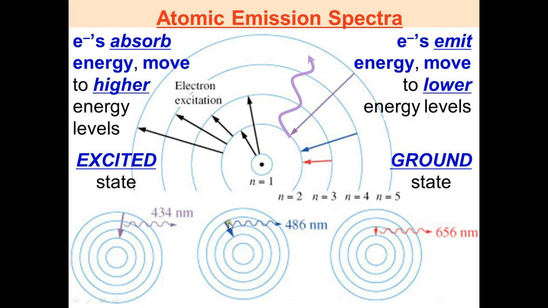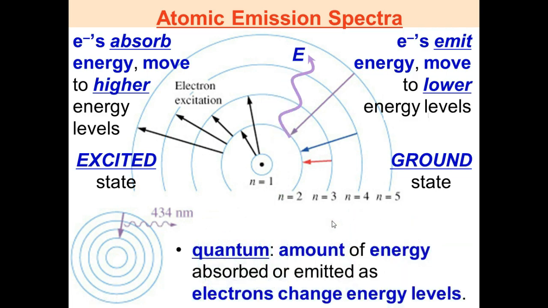Notice how it releases energy, and depending on how much it jumps, it releases different amounts of energy. The energy, or E, released or absorbed as electrons change energy levels is called a quantum. We can actually calculate it, and the amount of energy is called the quantum.